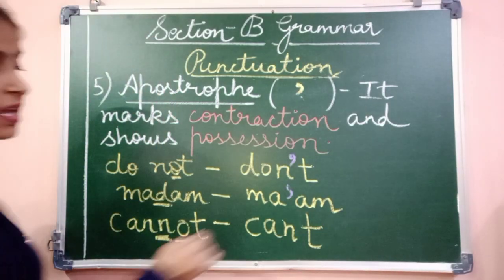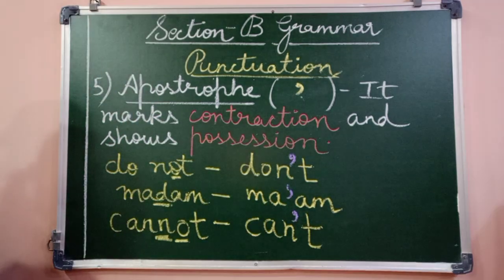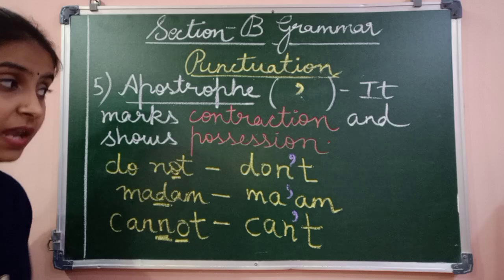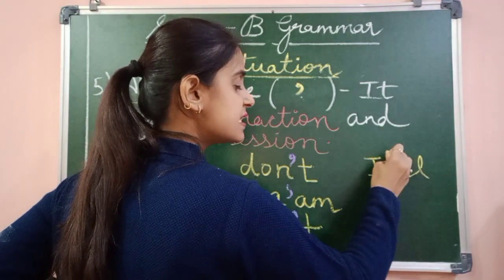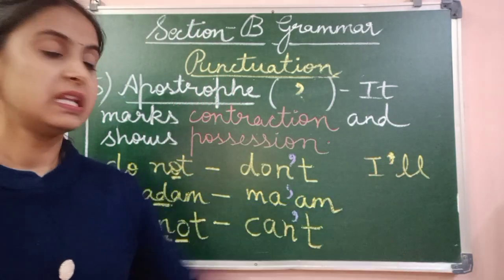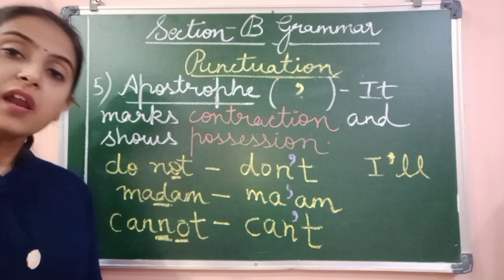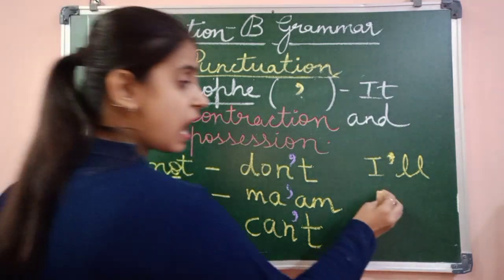Can't. Okay, in short we write can't. The contracted form of I will be I'll. This apostrophe shows that any letter or letters are missing. I hope children it is clear to you.